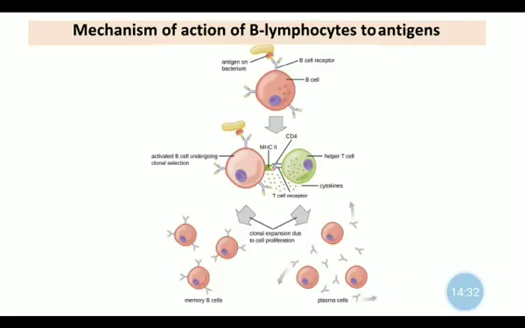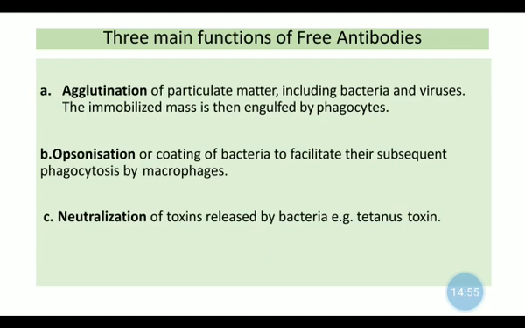You can see the mechanism of action of B lymphocytes to antigen. These are sensitized directly by both antigens and helper T cells. Plasma cells produce glycoproteins called antibodies, which are circulated through blood and lymph. And the functions of free antibodies are: first one is agglutination of particulate matter, including bacteria and viruses, which are then engulfed by phagocytes. Opsonization or coating of bacteria to promote phagocytosis. Phagocytosis means engulfing of microorganisms. Neutralization of toxins released by bacteria, for example, tetanus toxin.